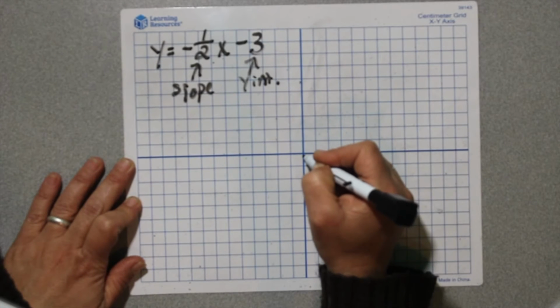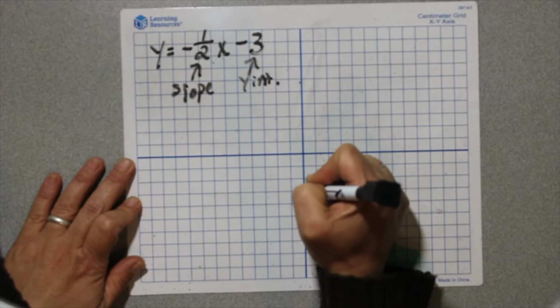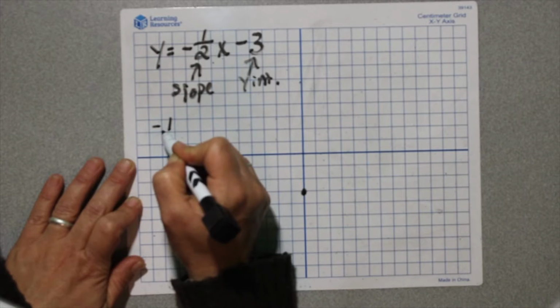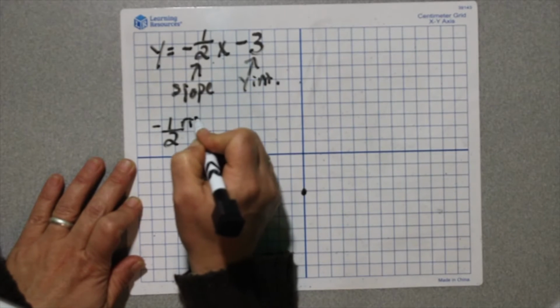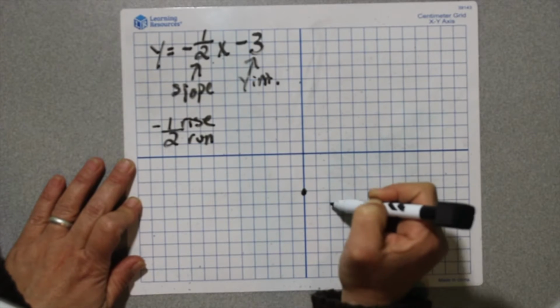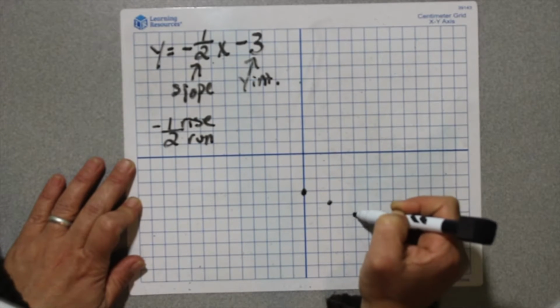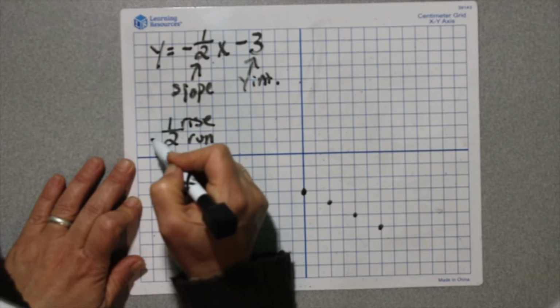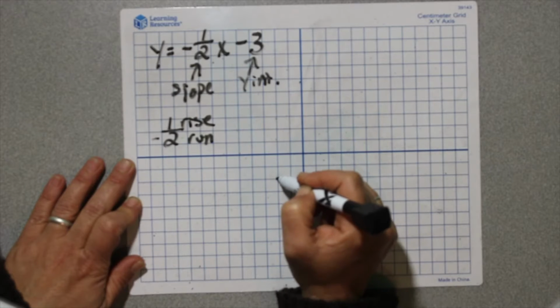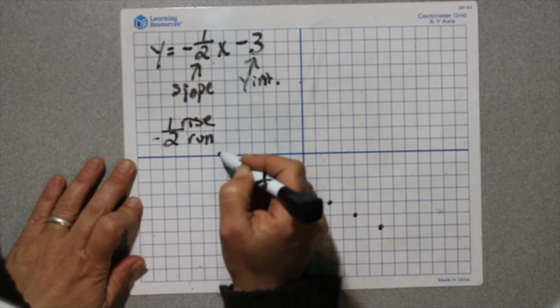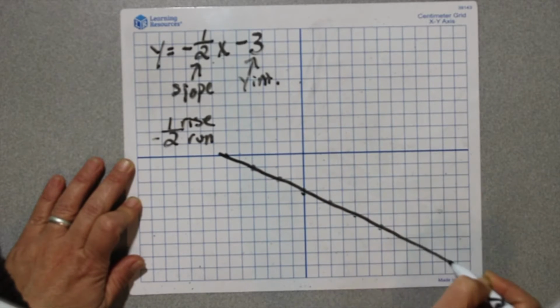our y-intercept. Alright, so negative 3 means we're going to start at 0, and we're going to go down 3. 1, 2, 3. Negative 1/2 is our rise over run. So that means we got to go down 1 over 2, down 1 over 2. Or we could put the negative down here and say up 1, backwards 2, up 1, backwards 2. And that's going to give us our line.